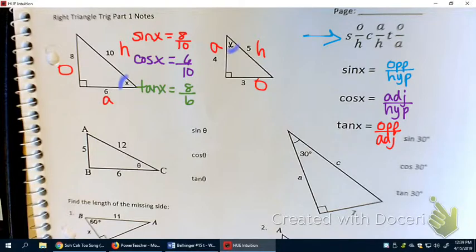Okay, so write down what you think that sine of x would be, what cosine of x would be, and what tangent of x would be. Write down what you think each of those would be.